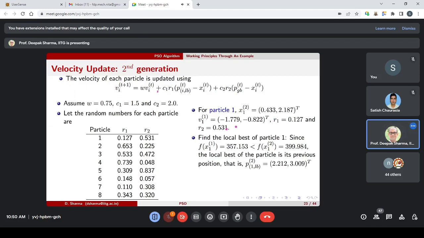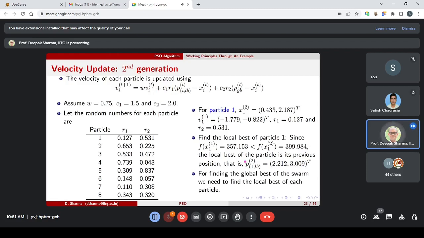Now, what we have seen is that for particle 1 in the initial swarm, the fitness value was 357, and after one iteration it became 399, meaning that when the particle moved from its initial position to the next position, the fitness got worse. So in this case, as per our definition, the local best of the particle will remain the same as the previous one, because it was the better position. That's why these numbers, 2.212 and 3.009, are the same as we showed in the initial swarm.